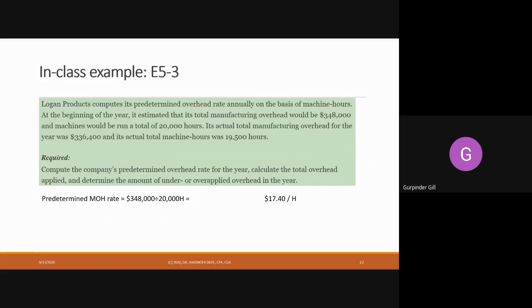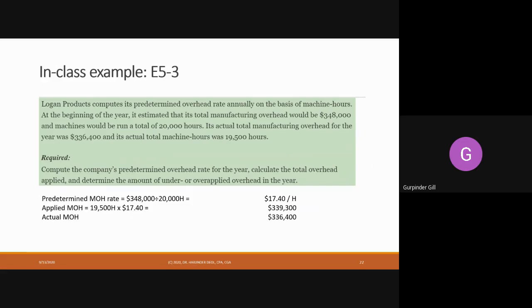Now, as we go through the year, as the machine hours come into play, we would have applied the $17.40 rate to each machine hour that was worked. All in all, as of the end of the year, if we worked 19,500 hours, each hour was applied at the predetermined $17.40 machine hour rate. So far we have applied a total manufacturing overhead cost of $339,300. That is what was applied.